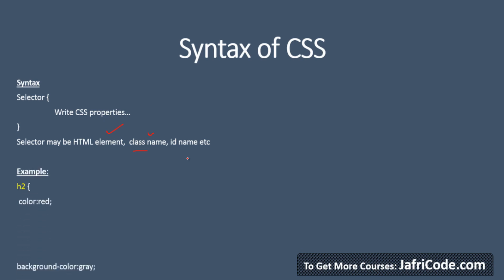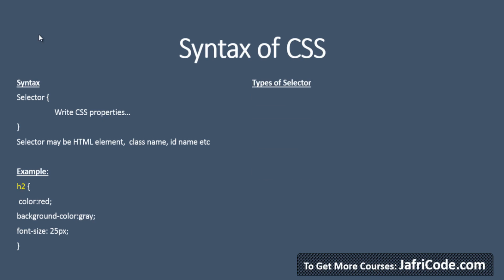So for example, you can see that h2 is the HTML element name. This is the selector, and these are different CSS properties: color should be red, background color gray, font size 25 pixels. So these are different CSS properties that are being applied on the h2 element.